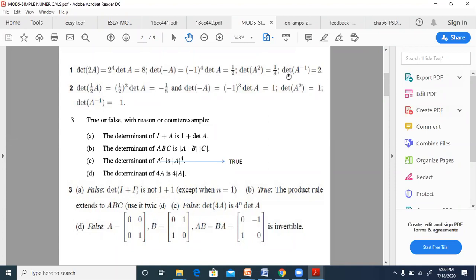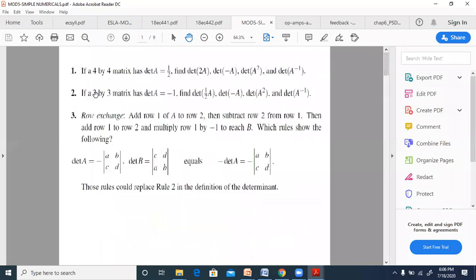Okay, then determinant of A inverse is equal to 1 by the determinant of A, because determinant of A inverse A is equal to 1. A inverse A is I, and determinant of I will be equal to 1. Therefore determinant of A inverse is equal to 1 by determinant of A, and that will give us the value 2. So that is the first part.